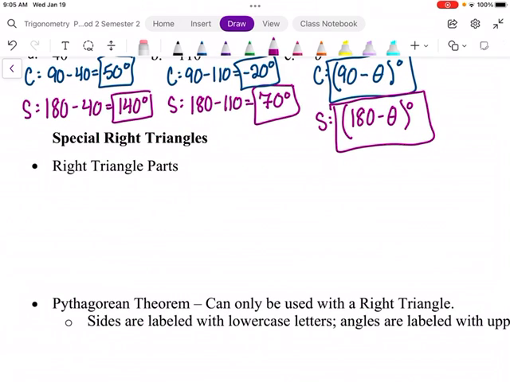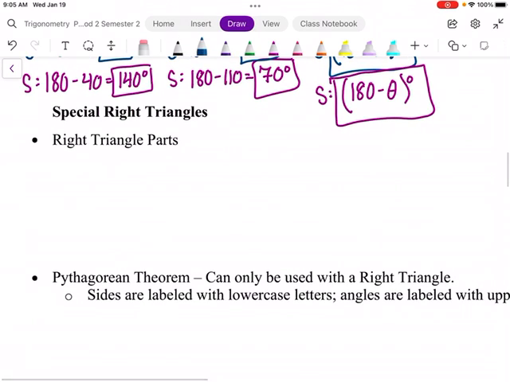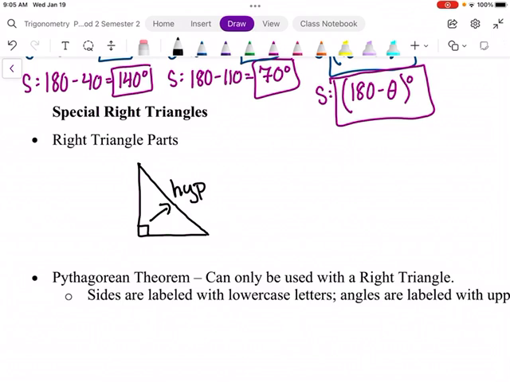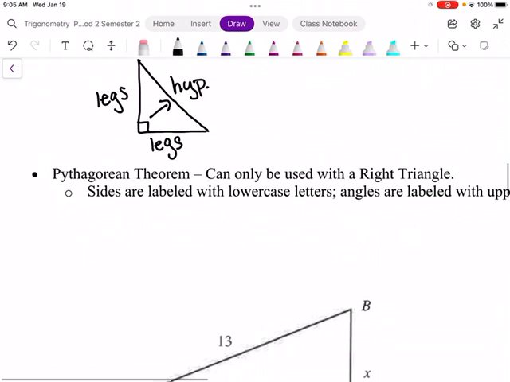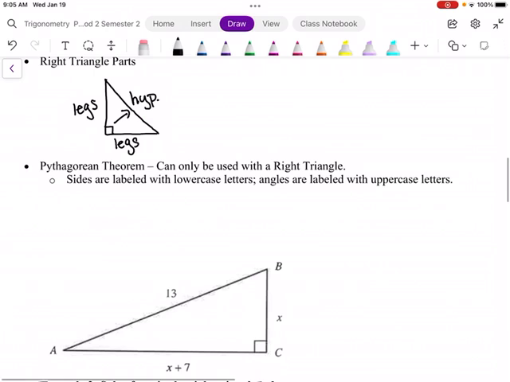All right. Next, we're going to be talking about some triangles. And again, all of this should hopefully be a review. So our right triangle parts, the side across from the 90-degree angle, remember that is our hypotenuse. And then the other two are called our legs. Okay. So we're going to be doing some Pythagorean theorem, which can only be used with right triangles. And hopefully this is something you've been doing for the past couple of years.